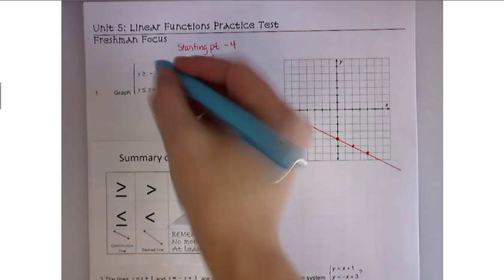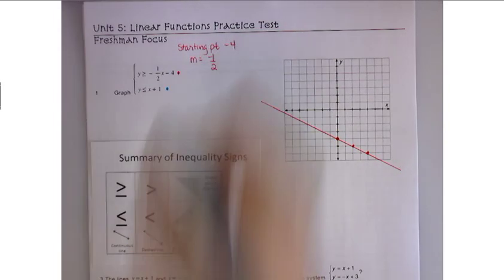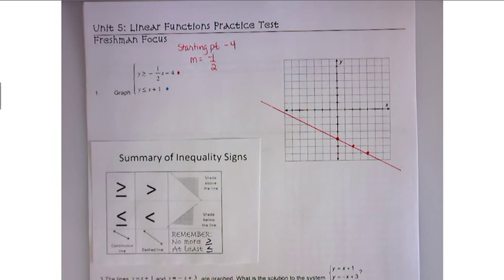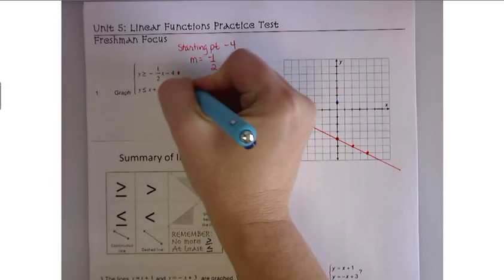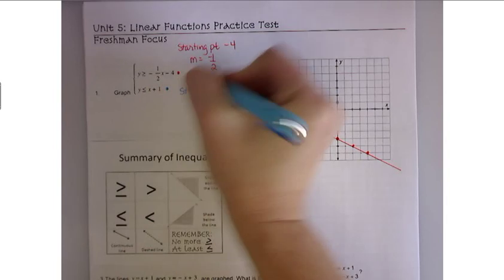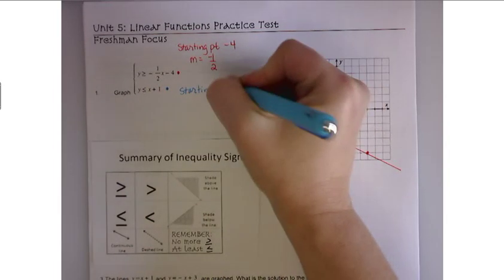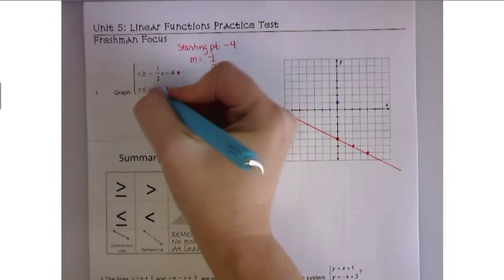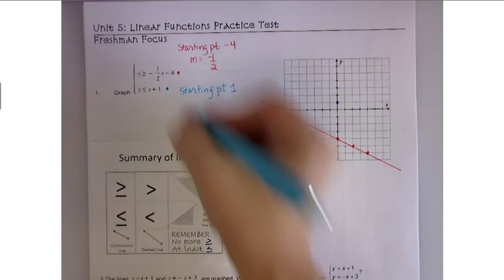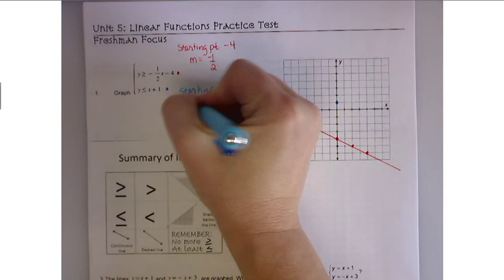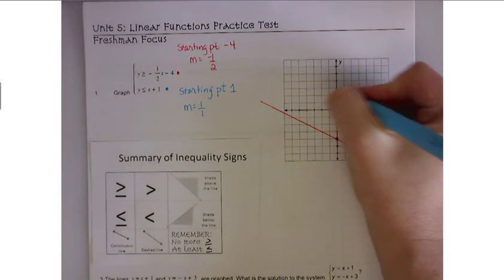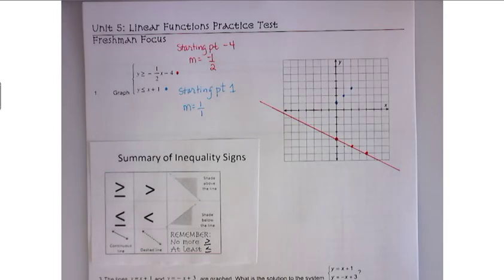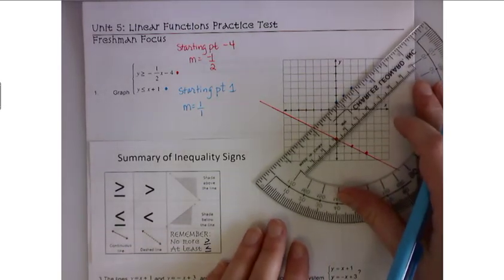The second one, I'm going to put this little blue dot here. We have x plus 1. So we know that our starting point for this one is going to be 1. We're going to start here. Also, there are no numbers in front of the x, so we know in that case that our m is going to be 1 over 1, because if there's nothing in front of our variable x, then we know it's 1. So I'm going to go up 1 over 1, up 1 over 1. Get a couple of points there.